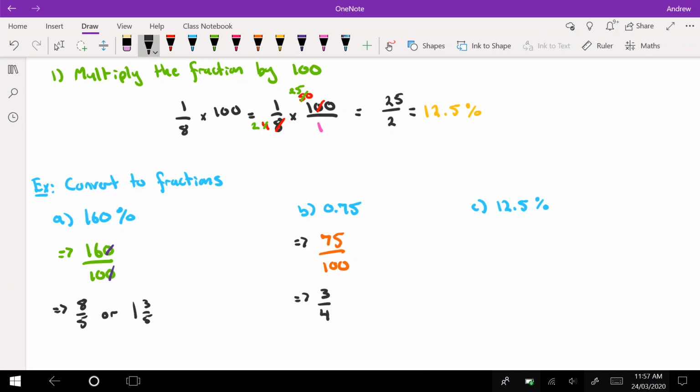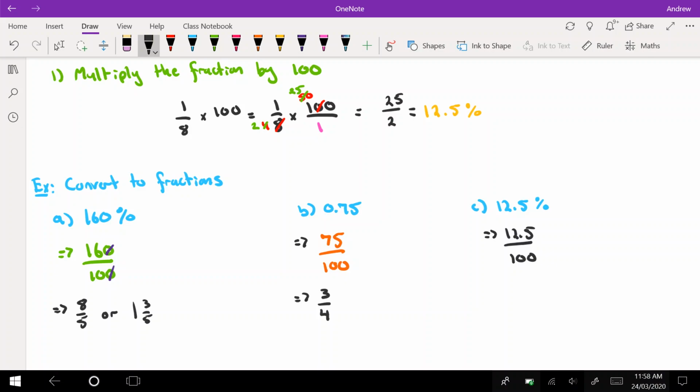12.5% as a fraction. So we see it's a percent again. We had a percent here. What did we do for this one? How did we write it? Yeah, put it as a fraction over 100. So let's write 12.5 as a fraction over 100, which is going to be just 12.5 over 100. Do you forget the decimal? You don't forget the decimal. Remember, we just said we don't like decimals in fractions. We don't want it at all.